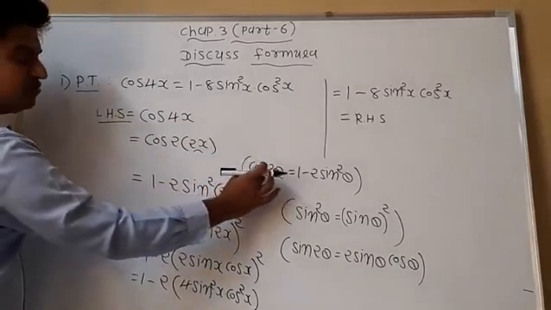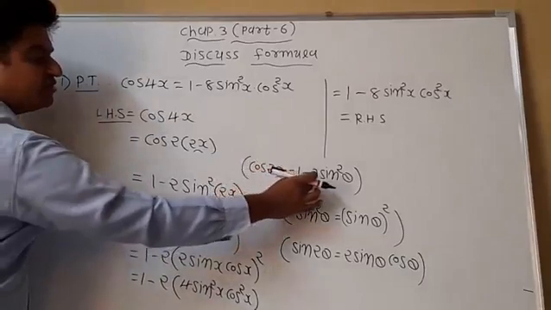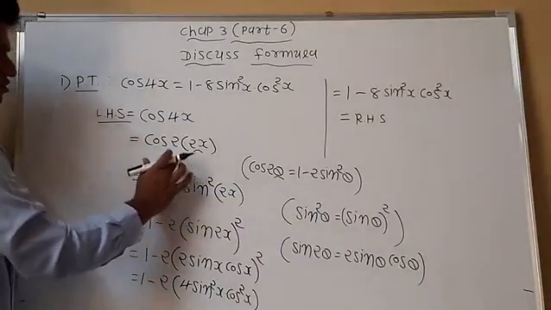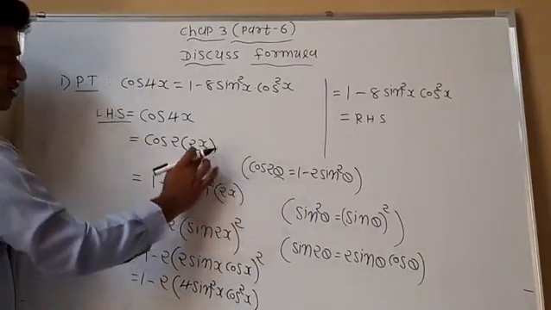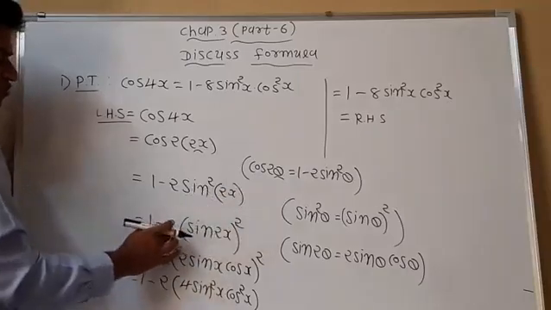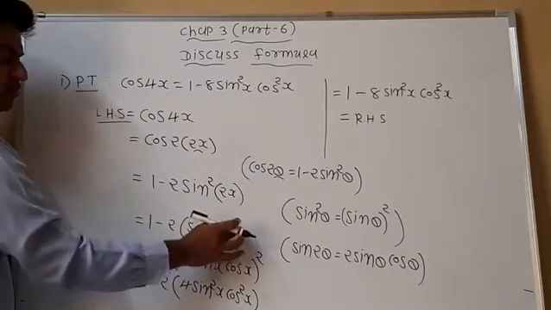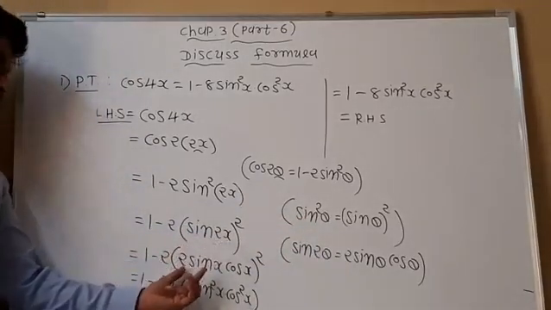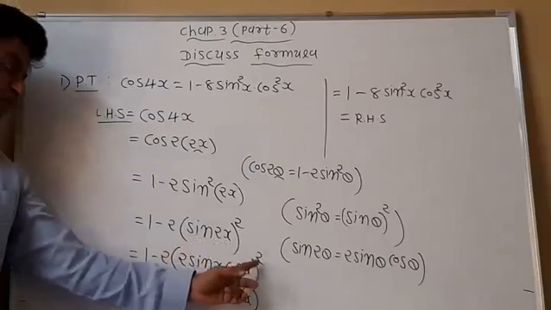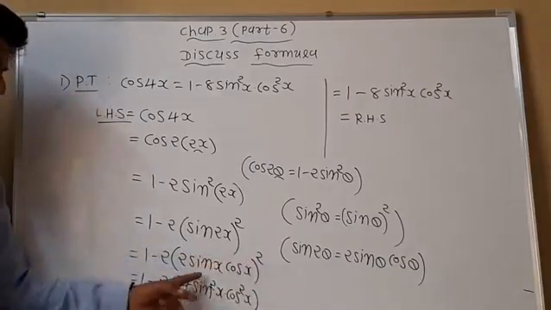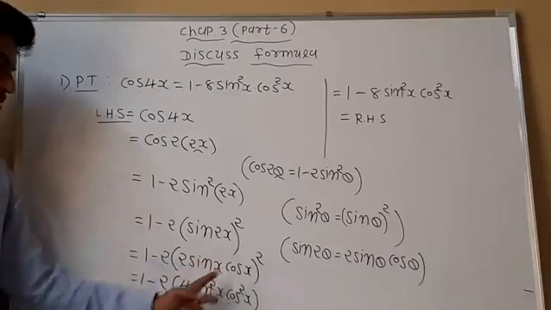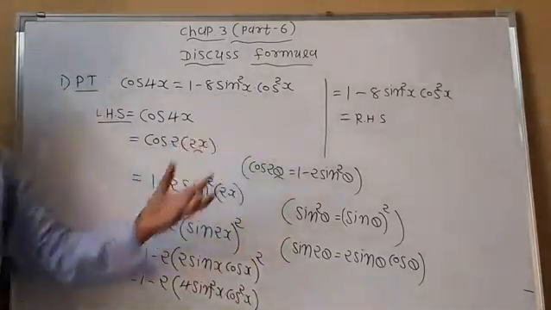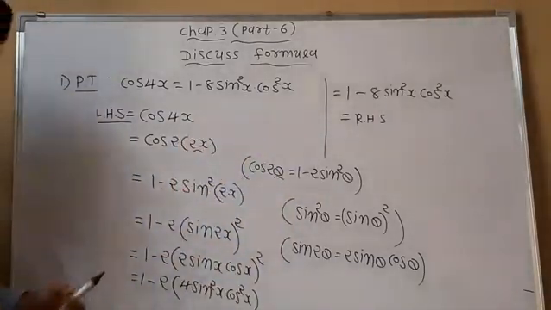So first of all, cos 4x is written as cos 2 into bracket 2x. Now using the formula cos 2 theta is equal to 1 minus 2 sin square theta, it is equal to 1 minus 2 sin square theta, with 2x in place of theta. So 1 minus 2 into bracket sin 2x whole square. Now sin 2x, that means 2 sin x into cos x whole square. Now apply the square separately on all three terms. So 2 square, that means 4 sin square x cos square x. Now simplify these terms, so we get the answer. Okay. Next question.